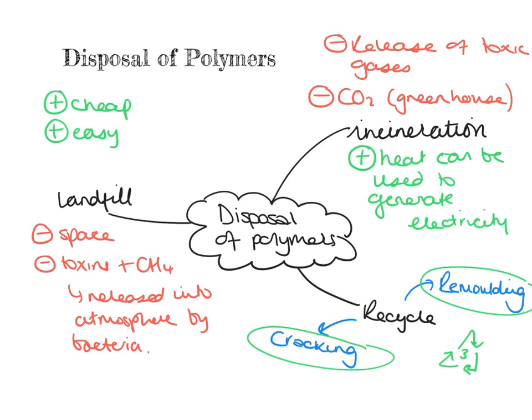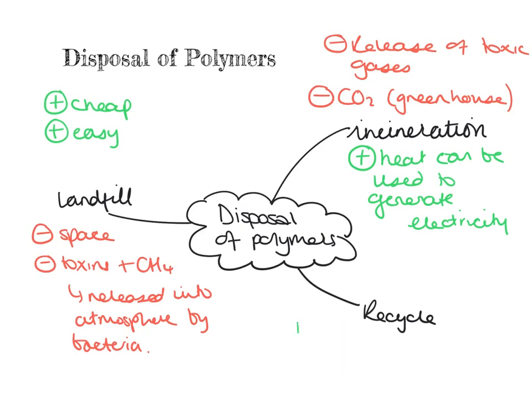So that's recycling. It also has its positives and its negatives. So first of all, it is cheaper to recycle plastic than it is to make new products from scratch. So that's a clear advantage. It also saves on raw materials such as crude oil, because you're not having to get more crude oil out to make more plastic products.